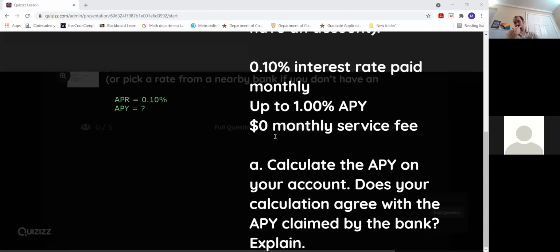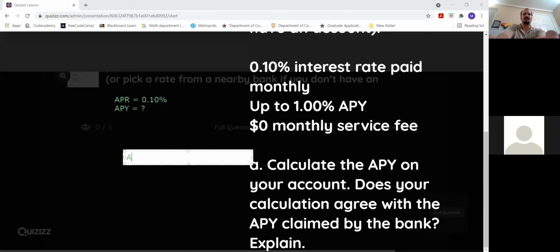I'm kind of confused on what we're supposed to do. Because I found the APR, but I don't know what to do after that. So the APR is 0.10%. Is that what you're saying? Or the APY? Would you have to multiply that by 12?